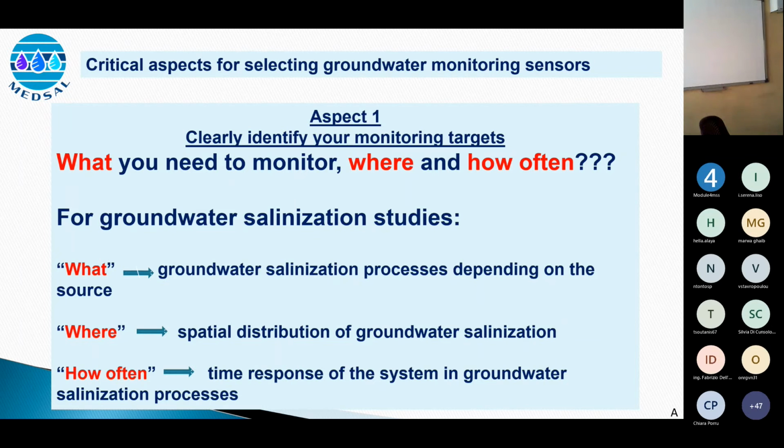Where to monitor? Spatial distribution of groundwater salinization. You need to capture this somehow. And of course, how often? The how often question refers to the time response of the system in groundwater salinization processes. If you have a very responsive aquifer, you need very high frequency. If your aquifer is inert and the response time is very low, or you don't expect any dramatic changes, you don't need to go for very high frequency. Let's go to the next one, please.